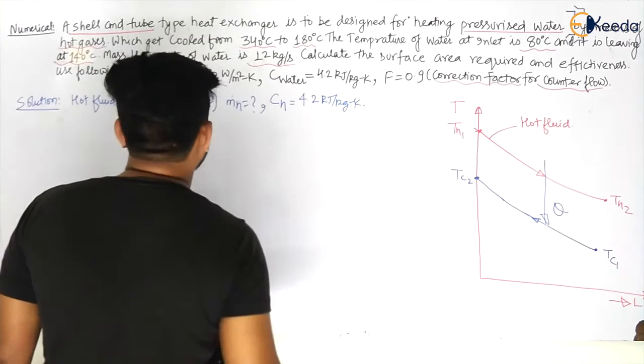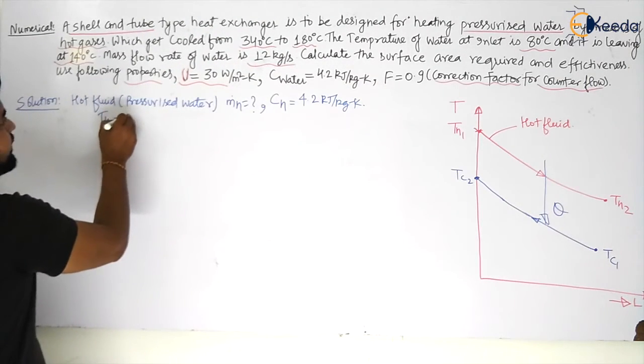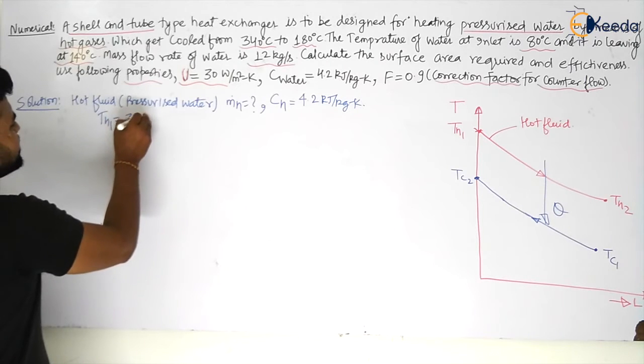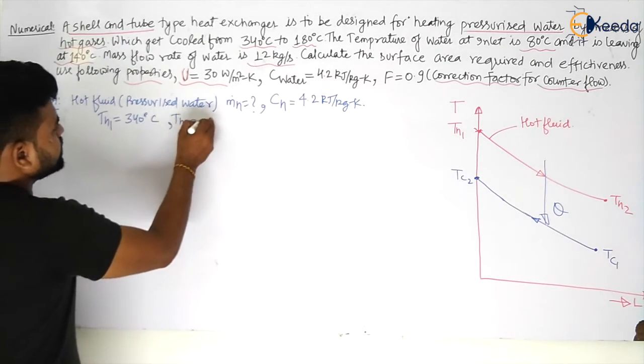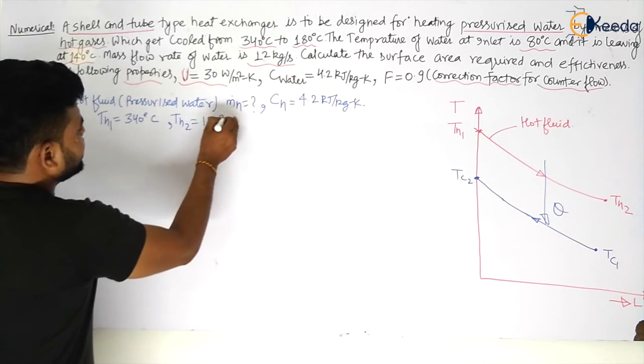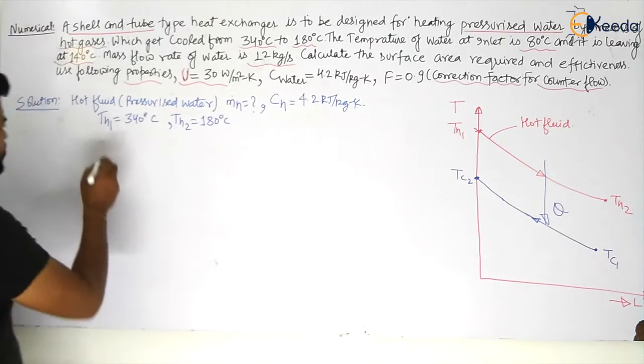Very good. Now what is your TH1, my dear students? The gases are entering at 340 degrees Celsius and leaving at TH2, which is your 180 degrees Celsius, my dear students. Now the temperature of water at inlet is given to be how much?